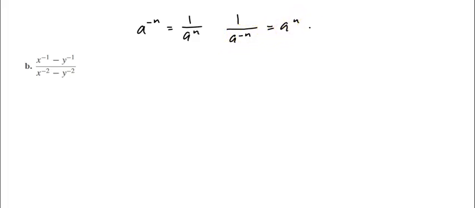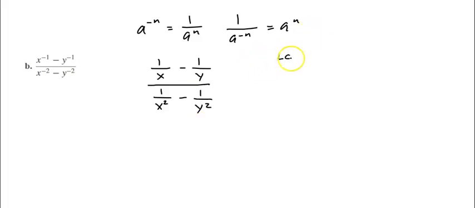Having said that, let's rewrite this in the way it should be written, and that's going to be 1 over x minus 1 over y, put our big long fraction bar, 1 over x squared minus 1 over y squared. Now realize we need to find our LCD. Our LCD is going to be the largest power, and that's going to be x squared and y squared.